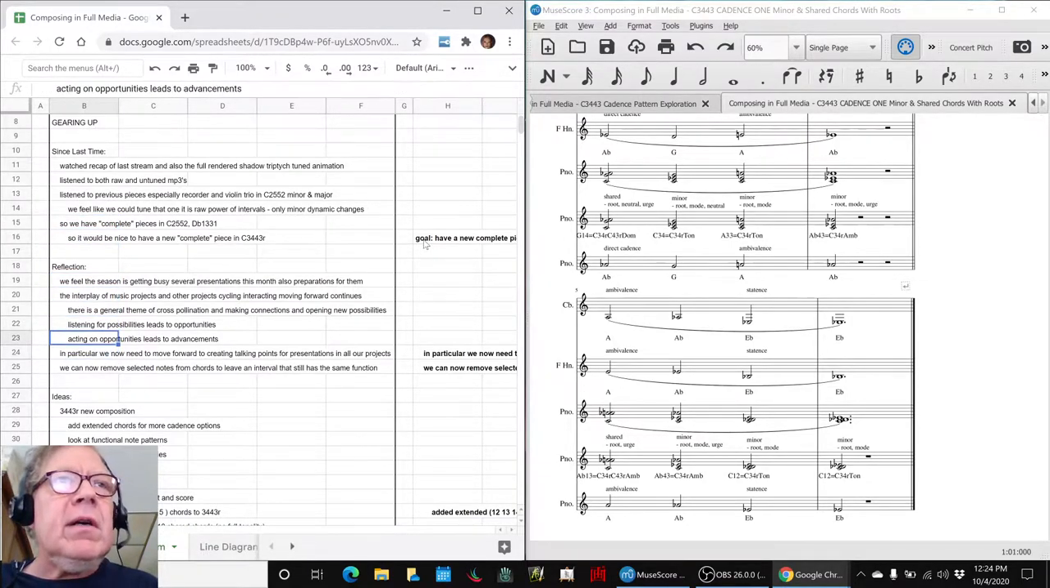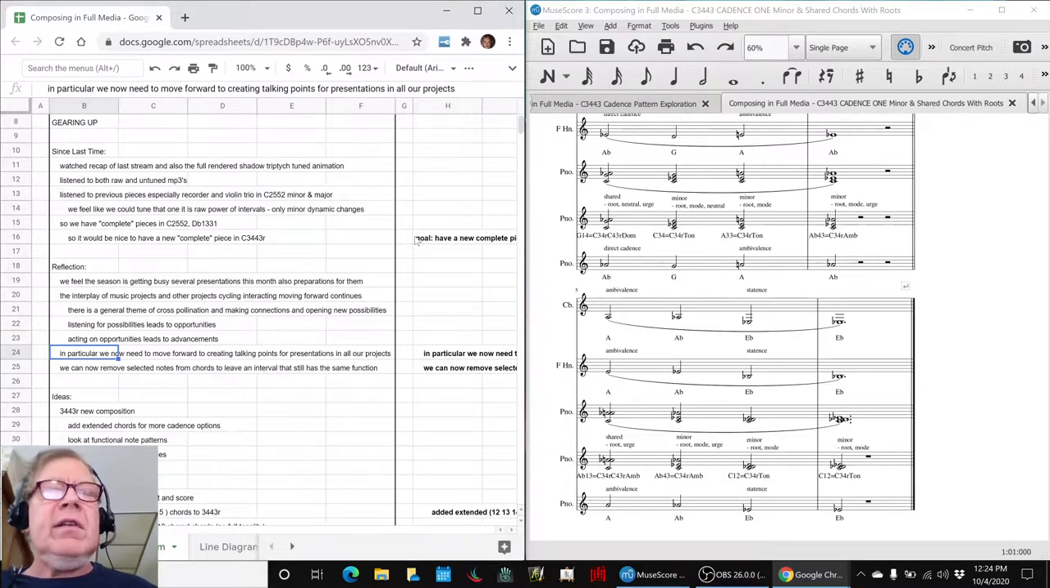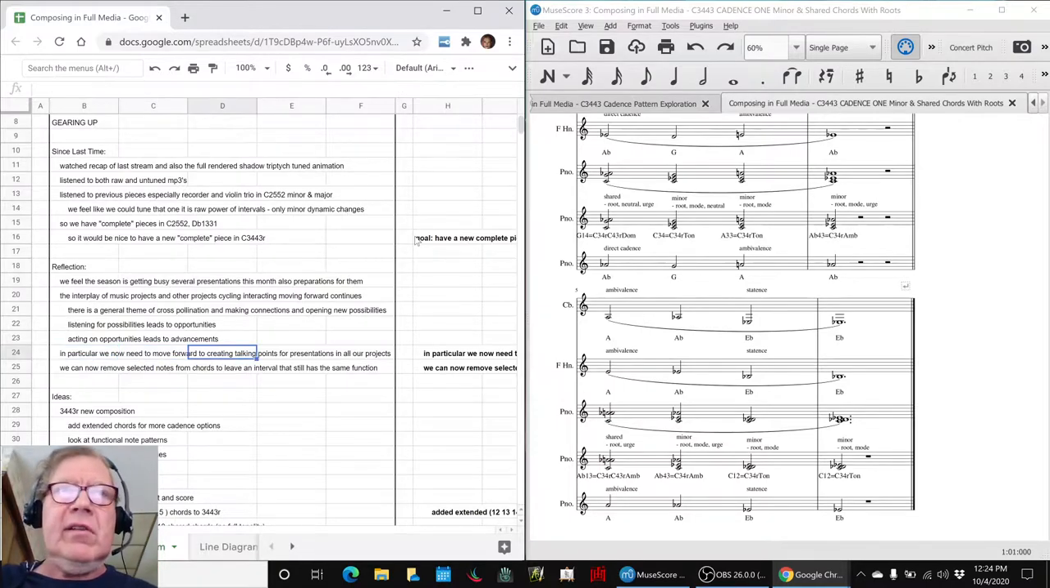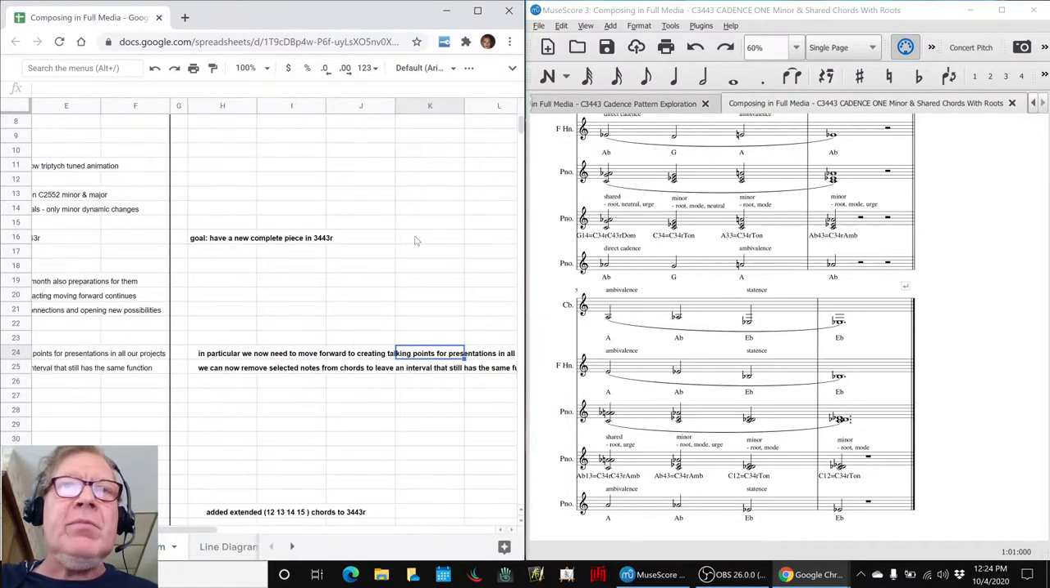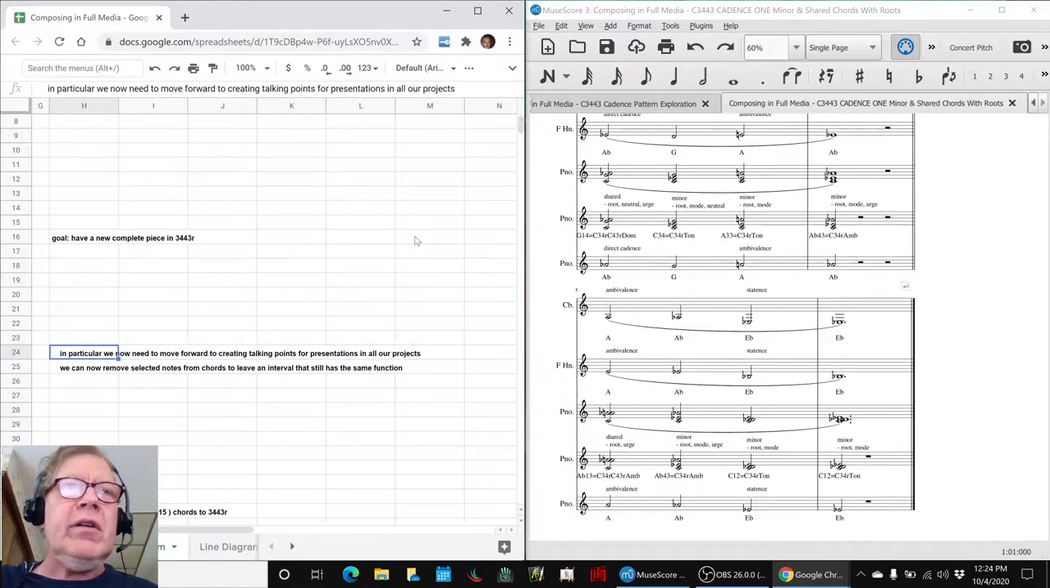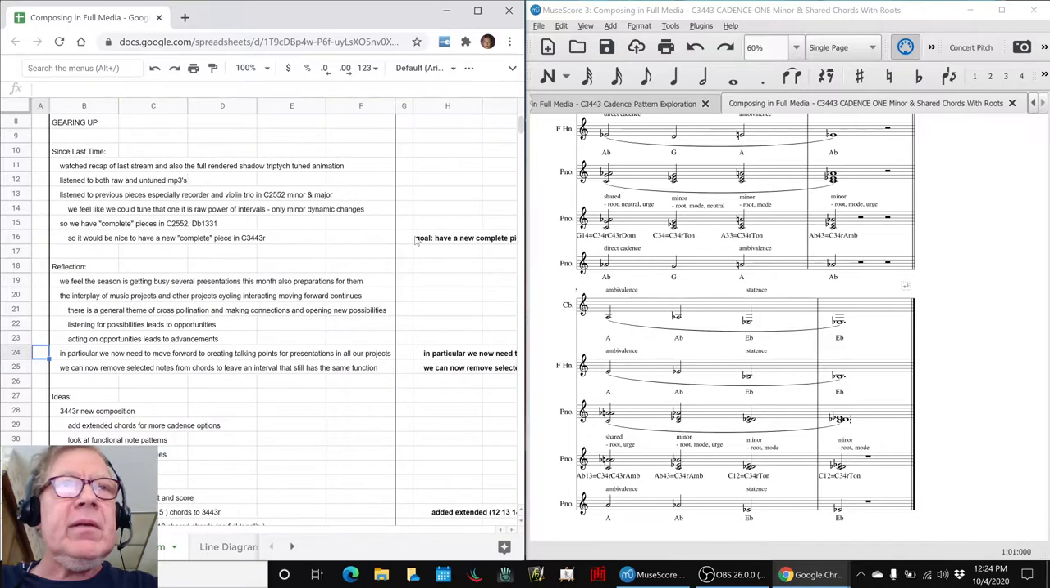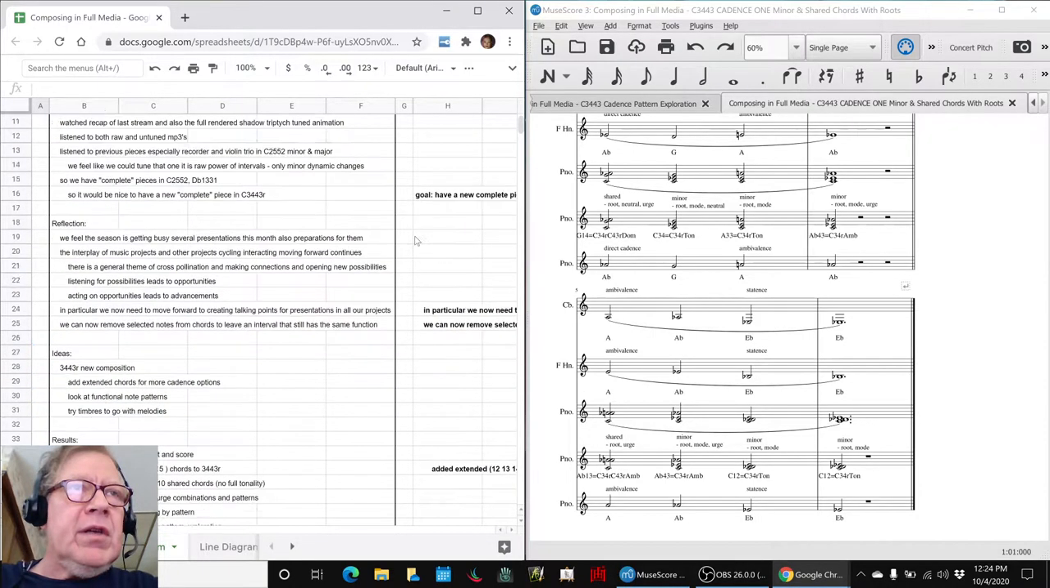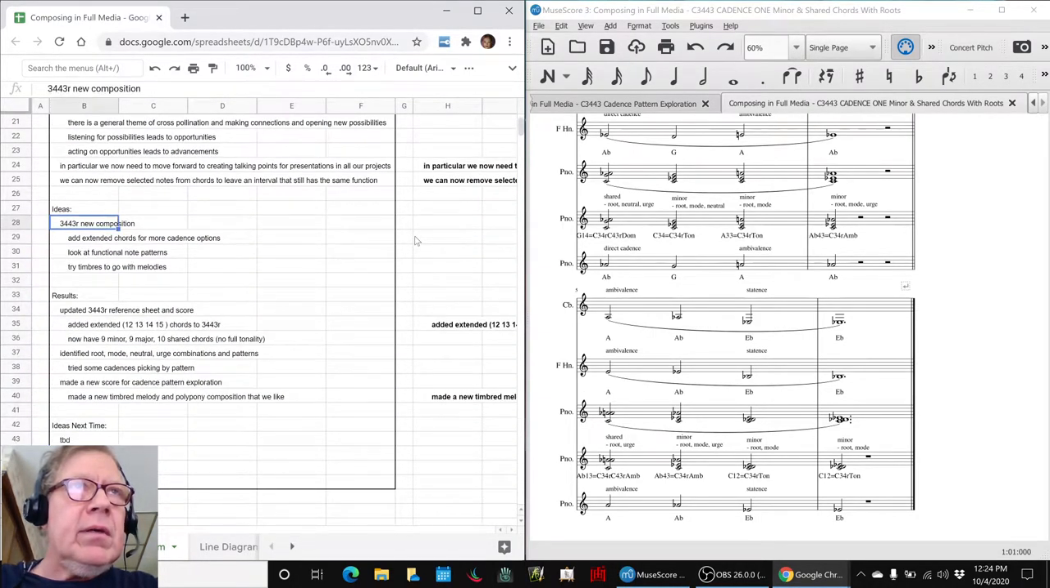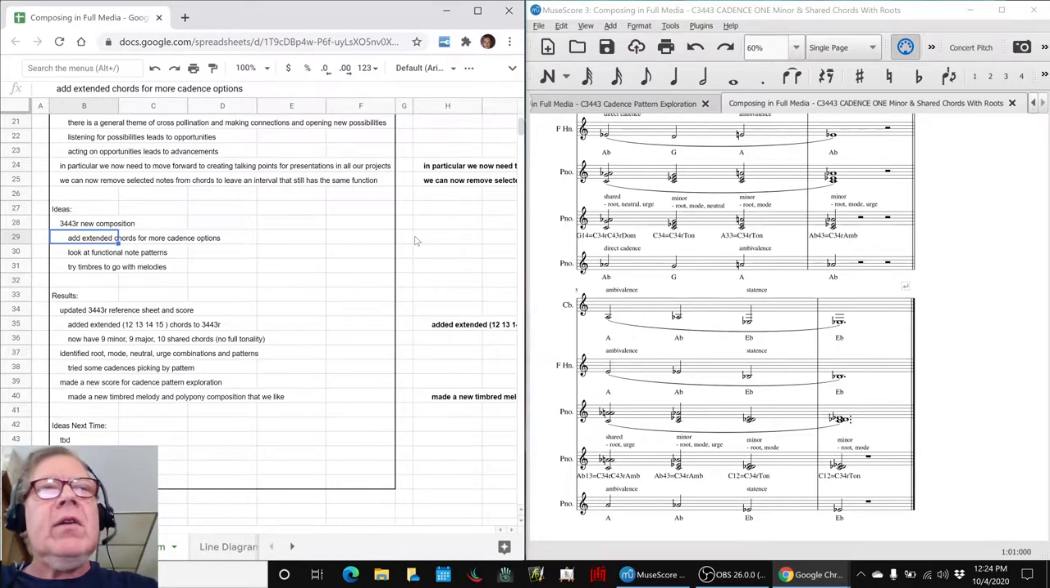We also talked about how our projects continue to interplay. The music projects and non-music projects keep interacting with each other, giving us ideas and ways to move forward. And in particular, we now need to move forward in creating talking points for presentations in all our projects. So our ideas were to add extended chords to the 3-4-4-3.